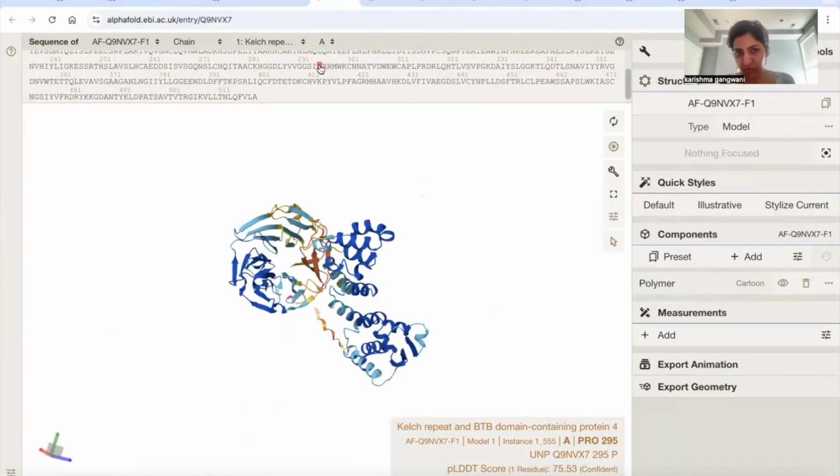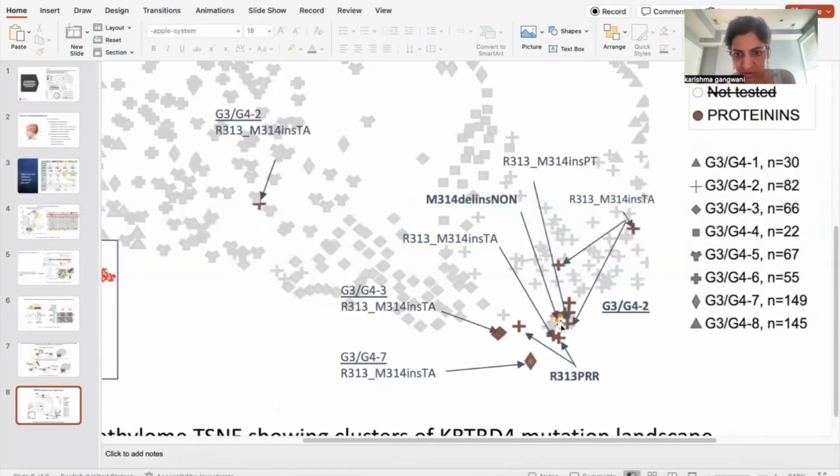And that is what I was showing you from the study in 2022, where they inserted an extra PRR at this R313. So this R is 313 and this M is 314. This particular isoform is slightly different, which is why the numbering is different. So don't pay attention to that. But what we noticed was this M seems to be a nonsense, right, at M314.